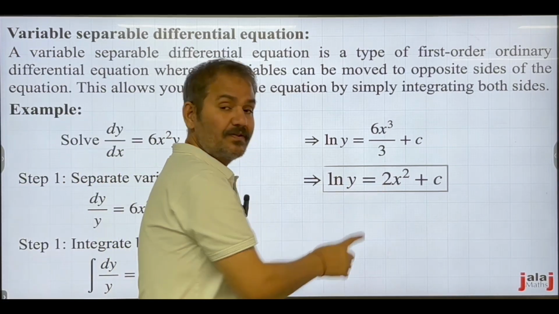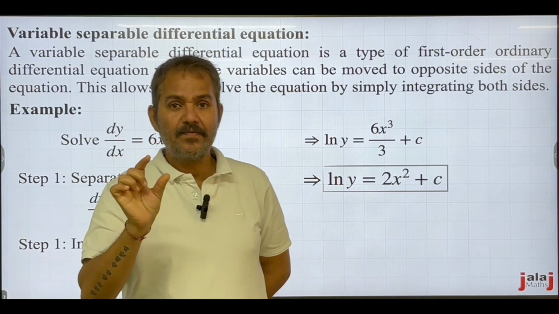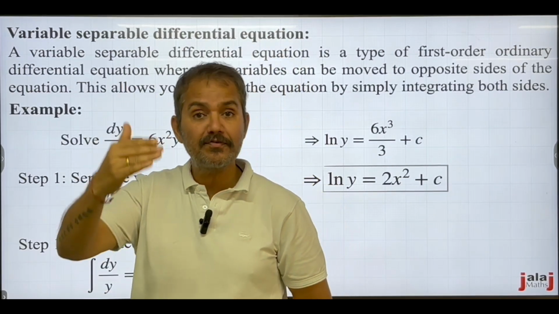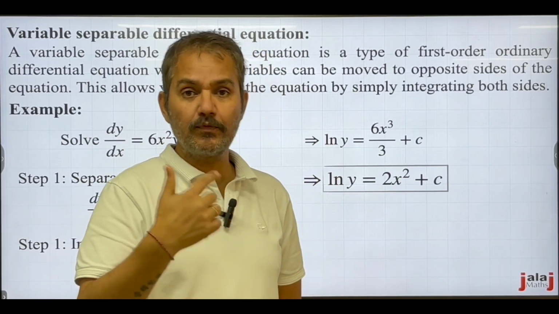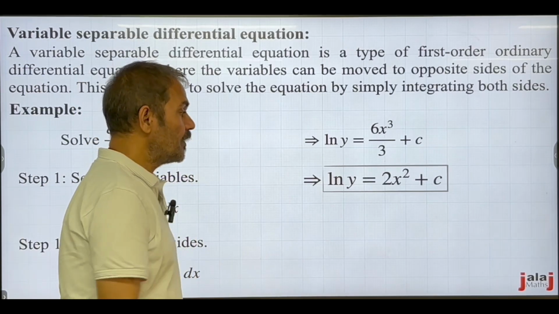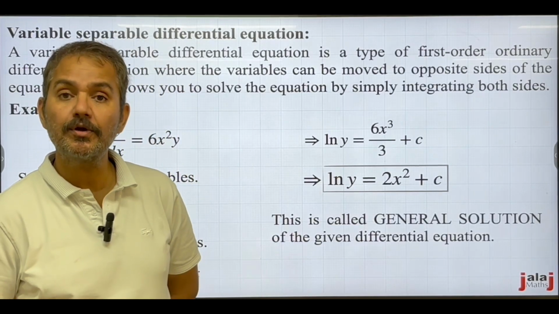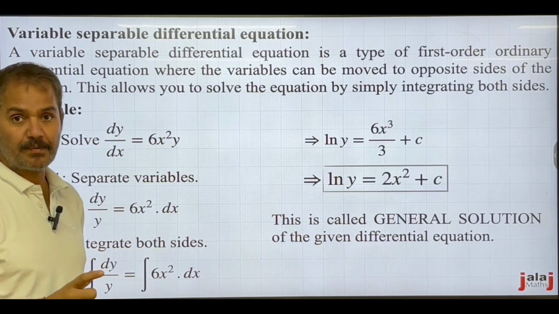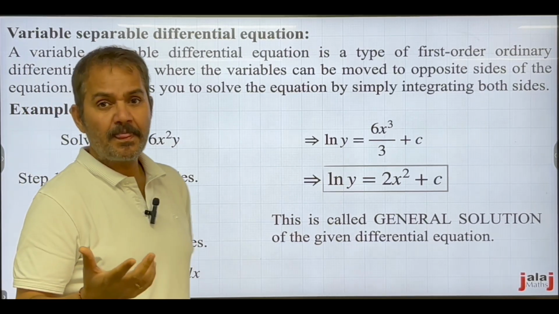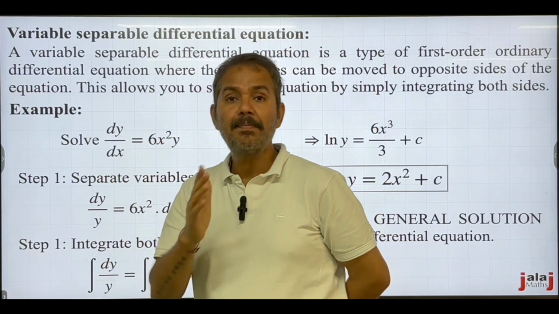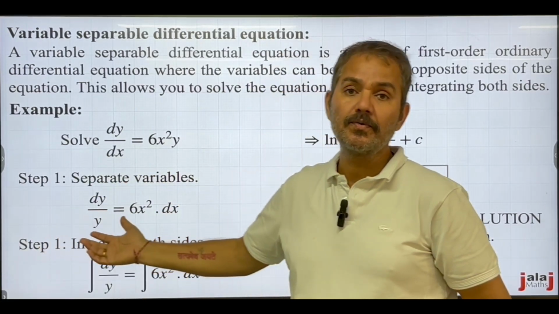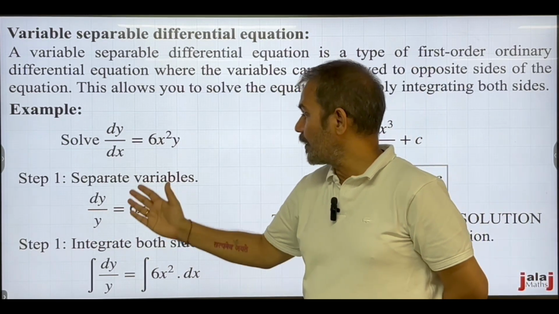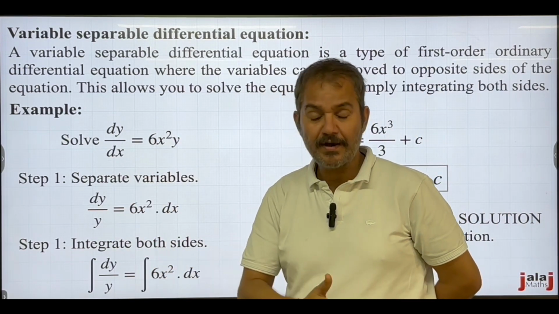Now you see you have plus c here. When you have plus c, it represents a family of curves. For each value of c, you will have one correct answer. So we call it a general solution of this differential equation, which is variable separable. Now, your function may look different, but in variable separable equations, this is what you do: you separate your variables, integrate, and write your answer.